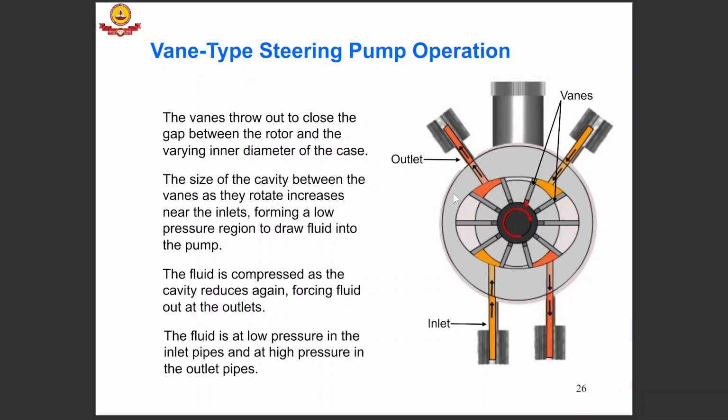As this rotates inside an elliptical shape, the volume available keeps on changing. So as this volume expands, a suction is created, pulling fluid from the inlet. Right. So the size of the cavity between the vanes as they rotate increases near the inlet, forming a low pressure region to draw fluid into the pump.